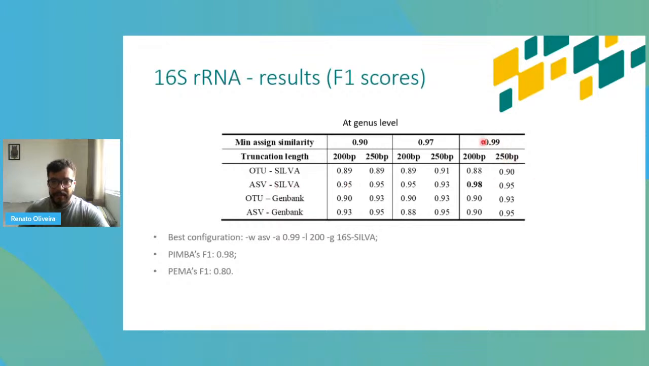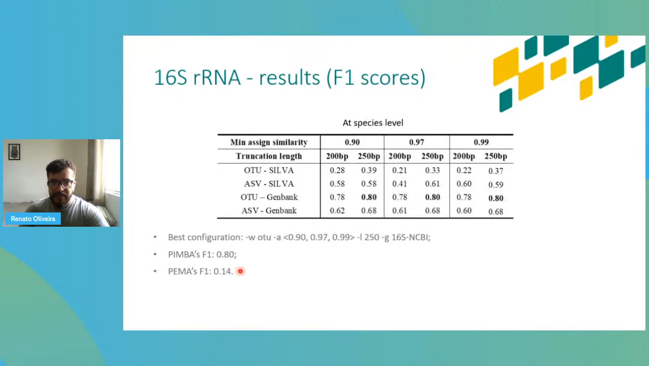database at a minimum assignment similarity of 99% and a truncation length of 200 base pairs. With this configuration, PIMBA got an F1 score of 98% against 80% for PEMA, which was the recently published pipeline that PEMA obtained in its benchmark.